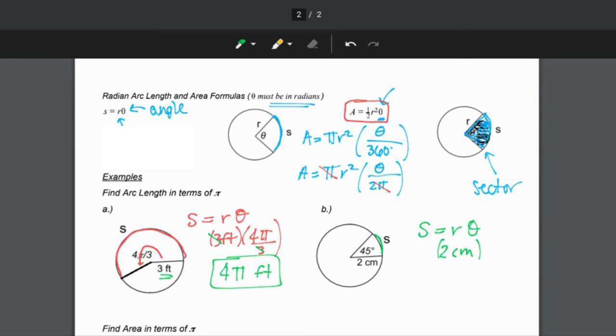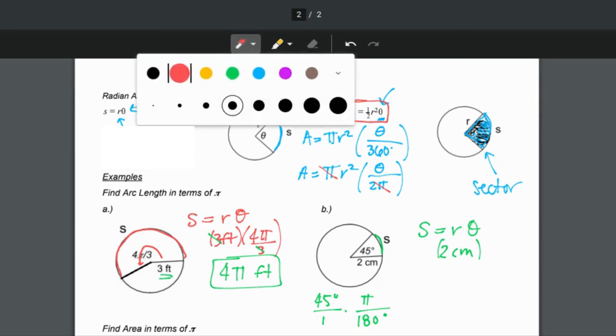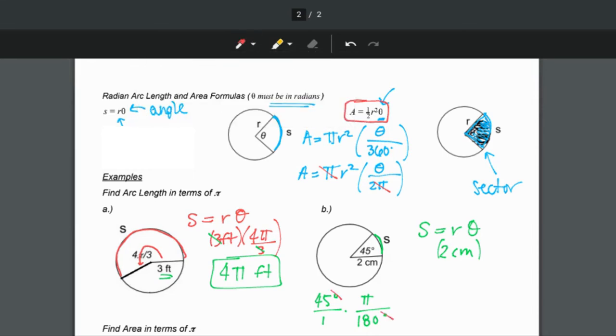And we can't use the angle as 45 degrees. We need to first convert that into radian measure. So we know that every 1 pi in radian is equal to 180 degrees. And so we're going to do pi over 180 degrees. And we know our degree symbol will cancel out. And 45 over 180 is 1/4. So you're left with 1/4 pi, or pi over 4.